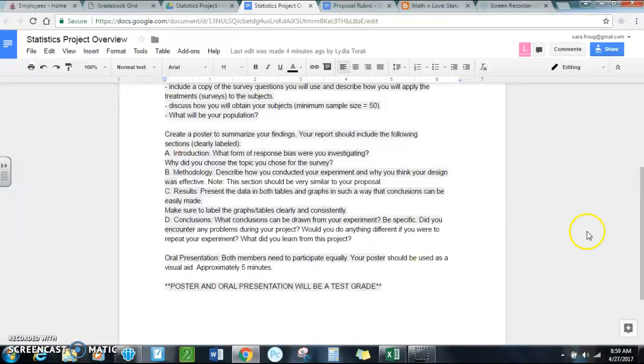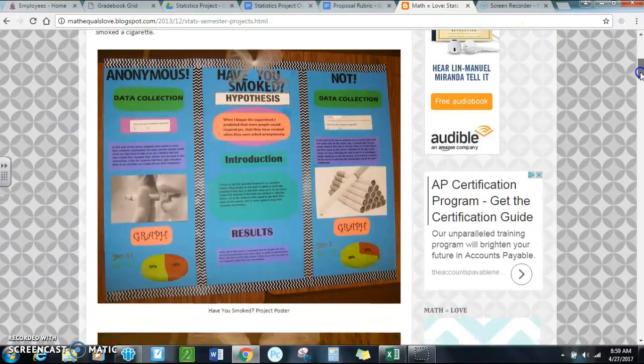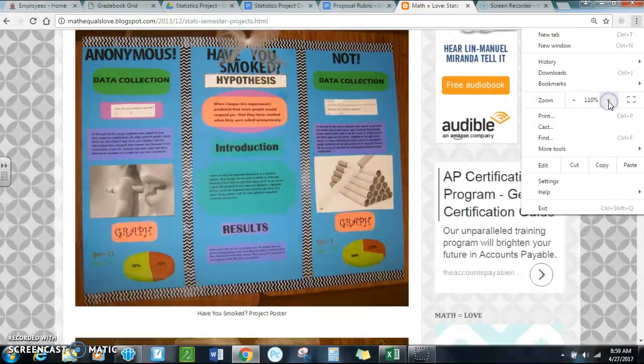Okay, so let's see something that might be an example. This group asked students, have you smoked? They changed it. Let's zoom in on it since we're pretty far out.